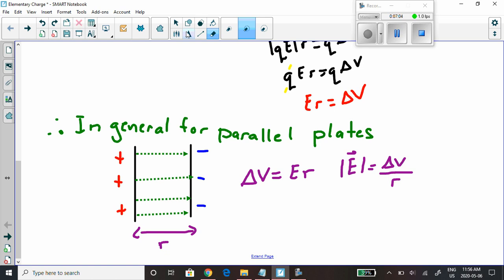So that leads to a very interesting situation because usually electric fields were described as newtons per coulomb. But now electric fields can also be described as volts per meter. It's an equivalent unit. They both work depending on the context.